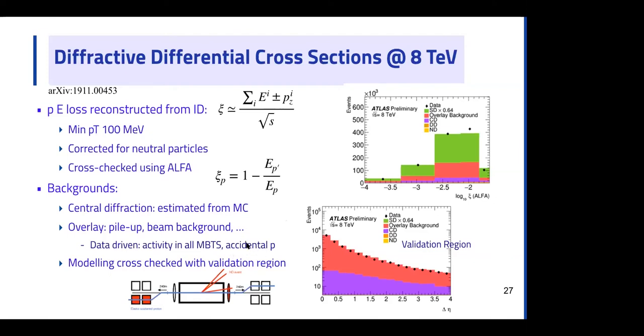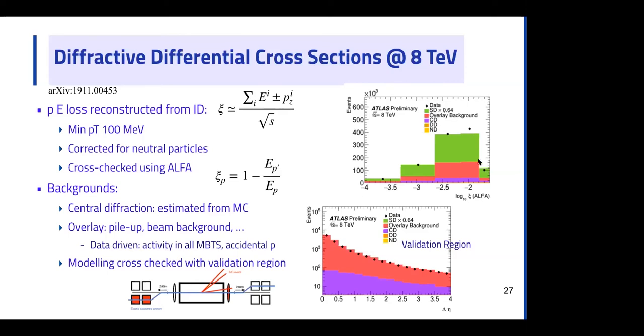First, we estimate the probability of accidental proton coincidence, and then we use a validation region in which we have two protons on both sides of the central detector. As you see in this schema, in the left and right side arms of the alpha, in addition to the activity in the central detector. And with this, we can see that the lower plot is in the validation region. You see we have a good agreement of the simulated background with the data.